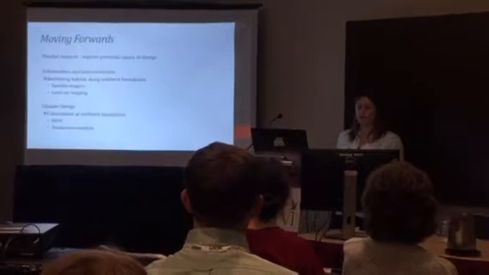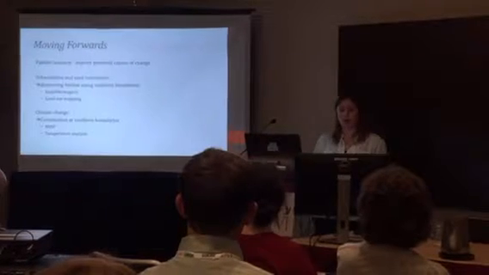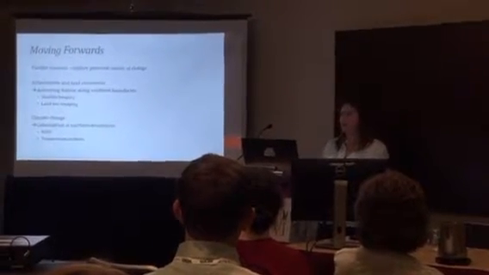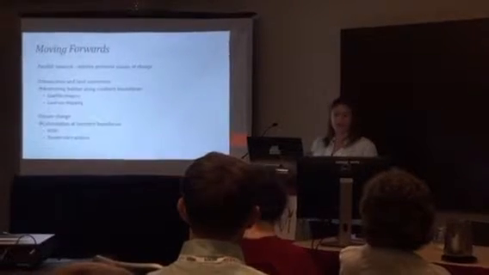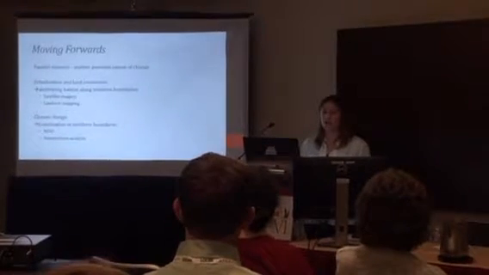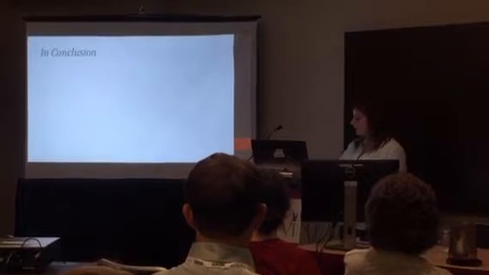Also, along the northern boundary, we might be seeing some effects of climate change. So we might be seeing some colonization along the northern boundary. Some of the ways we might like to look at that is by using some NDVI, also looking at some temperature analysis. But what does this all mean?